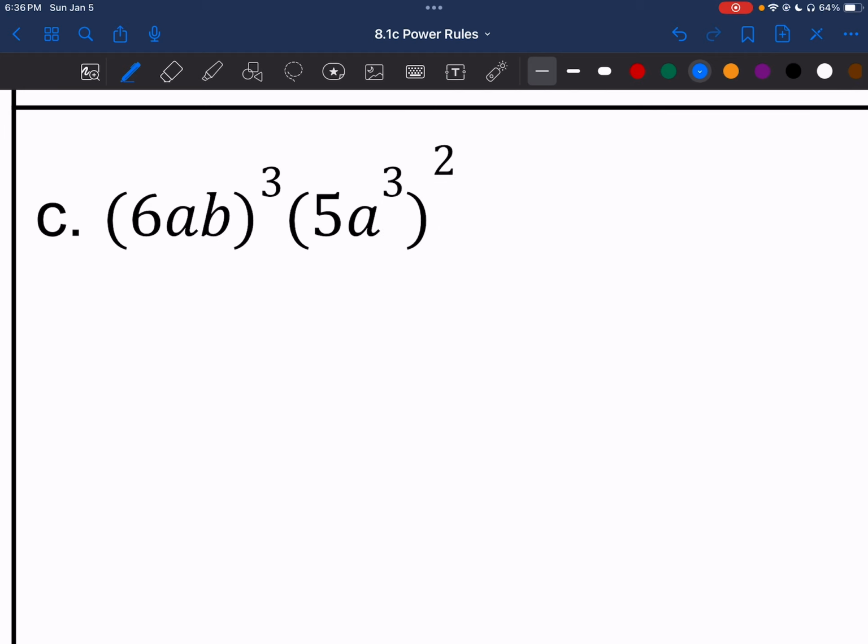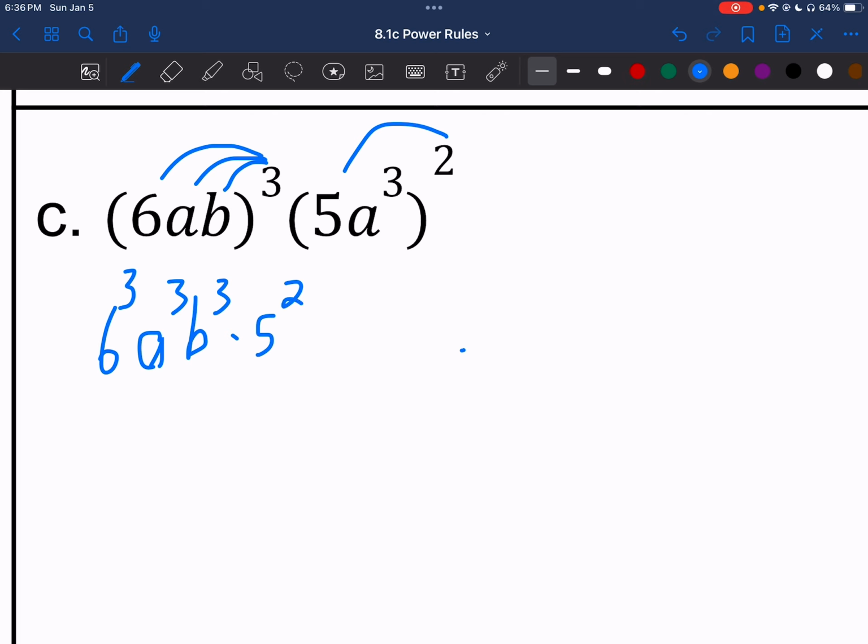Letter C. The 3 is distributing to all 3 terms in your first set of parentheses. So you're going to get 6 to the 3rd power, a to the 3rd power, b to the 3rd power. Then the 2 distributes, and we get times, we've got a 5 to the 2nd power, and an a to the 6th power.